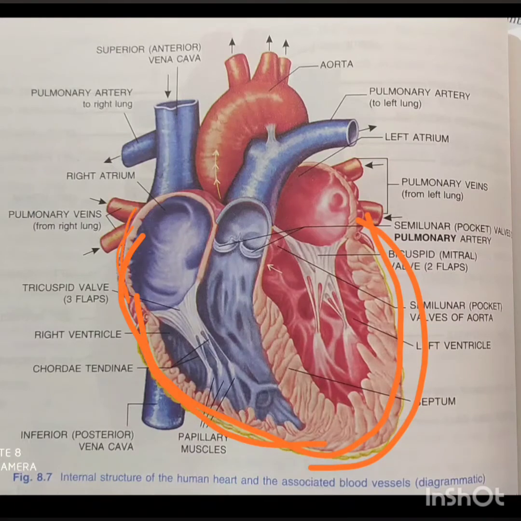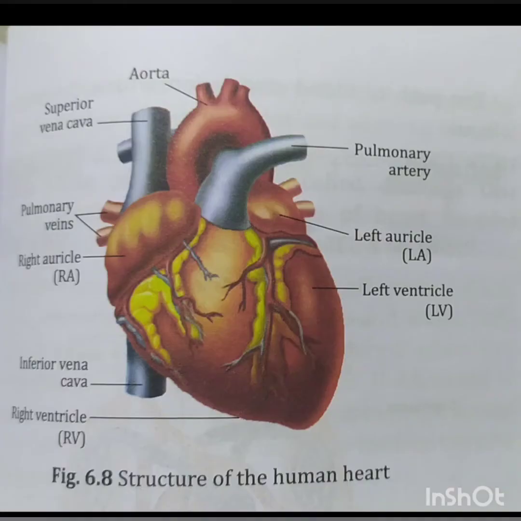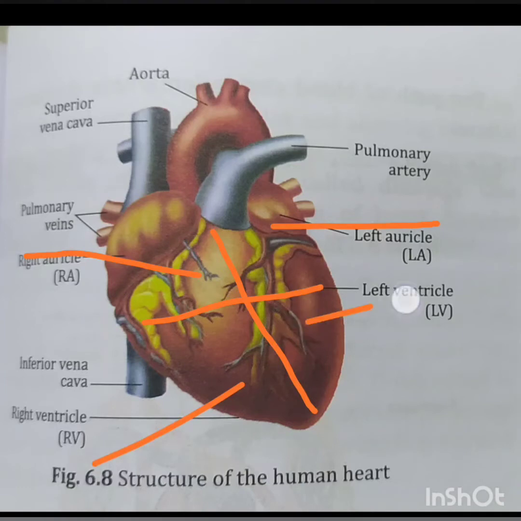The heart is internally divided by a muscular wall called the septum. On each side, there are two chambers connected by a valve. The upper chamber is called the auricle and the lower chamber is called the ventricle. Thus, the heart has four chambers: the right auricle, the left auricle, the right ventricle and the left ventricle.